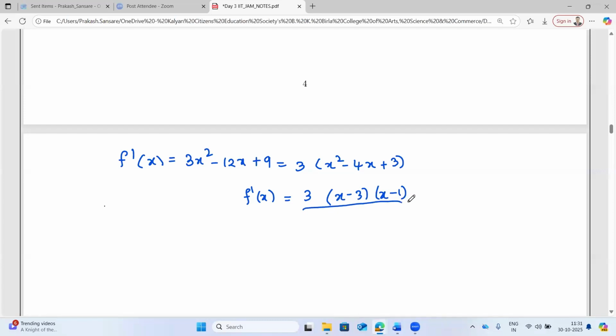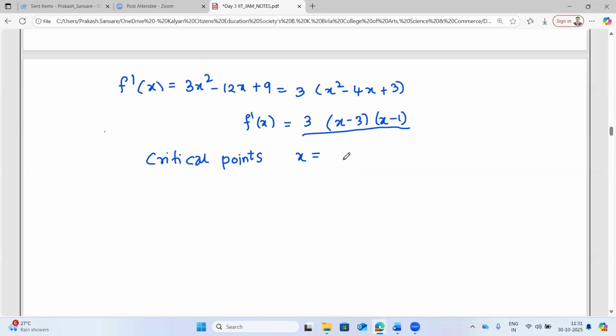Now you can see that the critical points we can easily write down. So what are the critical points here? Basically you have to substitute f dash as 0, then you'll get the critical points. So here the critical points are x is equal to 3 and x is equal to 1. These are the two critical points we got. Right. So the second derivative test says that once you calculate the first derivative and find out the critical points, then go for the second derivative.